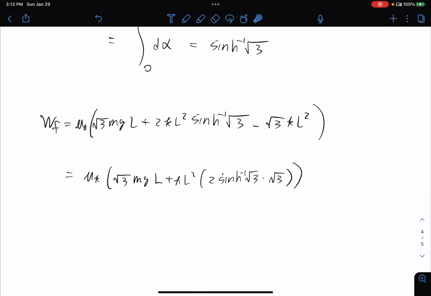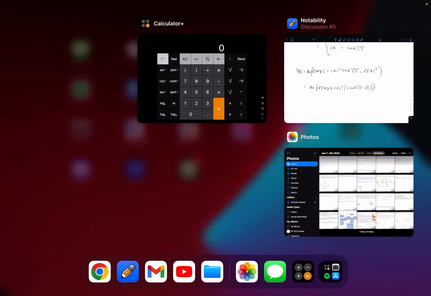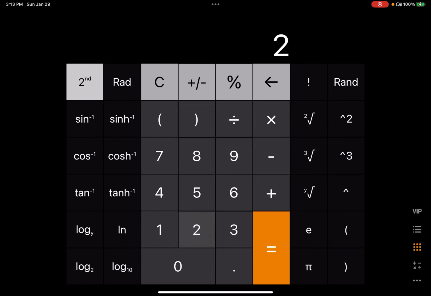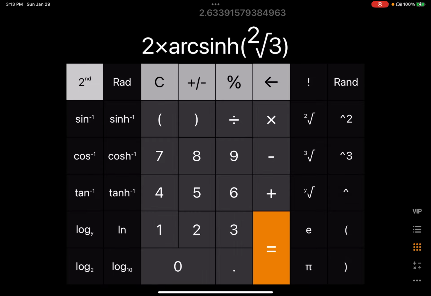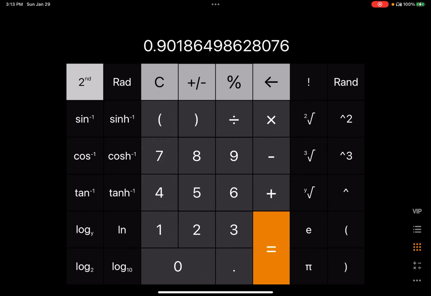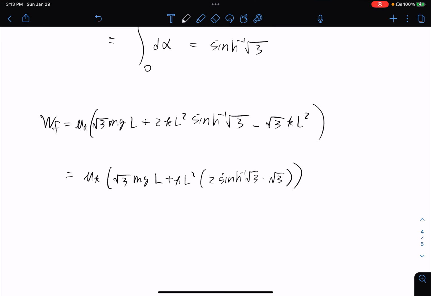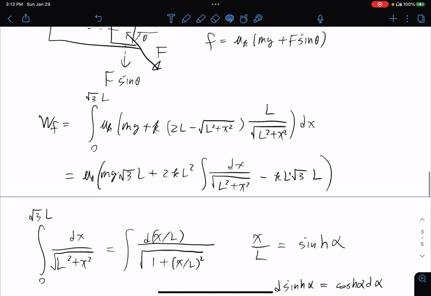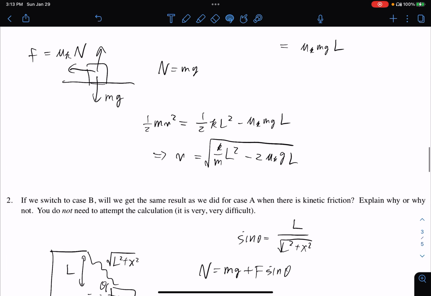It is kind of tiring to write everything out, so let's use our calculator to see how big that is. So I'm going to calculate 2 times arcsinh square root of 3 minus square root of 3. So it's going to be around 0.9. So I will get about 0.9 from this parentheses. M g L plus 0.9 k L squared. Good.